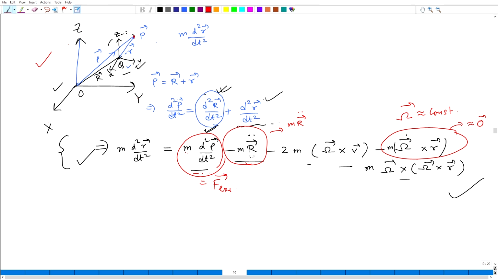Now, how to really calculate the study of motion with respect to an observer who is sitting on the surface of the earth? For that we have to draw the situation a little bit more clearly.